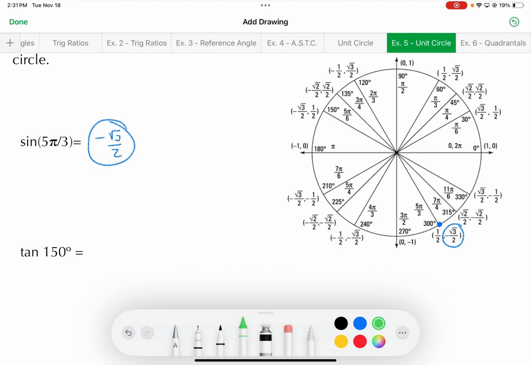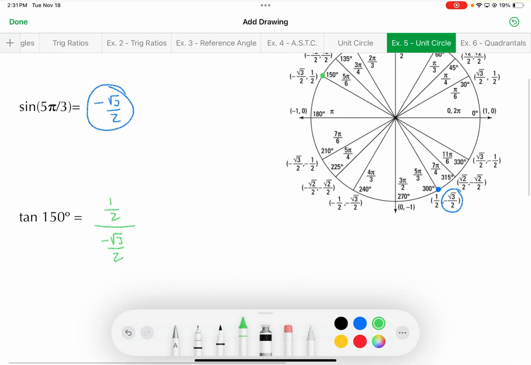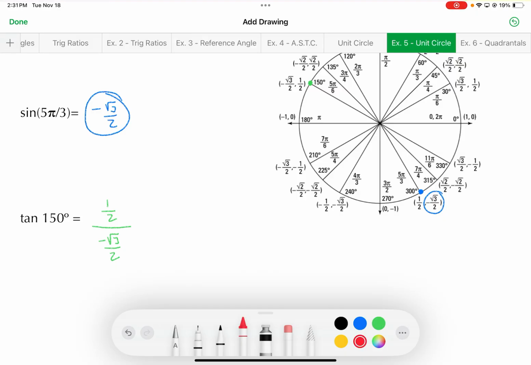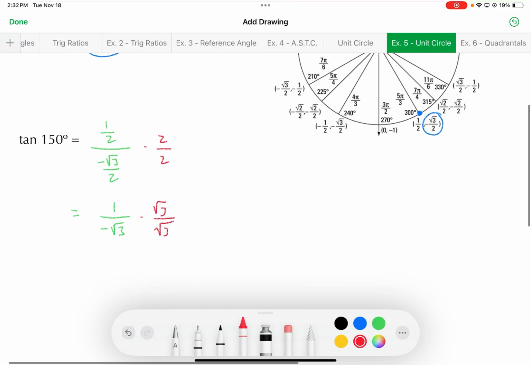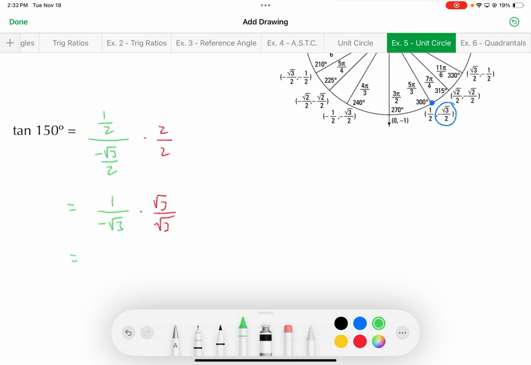Okay, what about tangent of 150 degrees? Well, that places me here. Tangent is y over x. So now I got to simplify that. Maybe I'll start with multiply by 2 over 2. That will give me 1 over negative radical 3. And then maybe I'll rationalize it to give me negative radical 3 over 3.